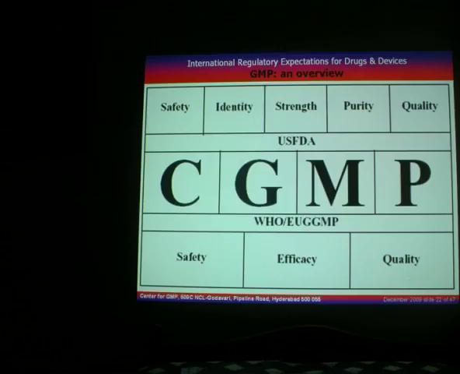In this module, we discuss contamination control in the special context of pharmaceutical manufacturing. Pharmaceutical manufacturing is governed by good manufacturing practices, which seek to safeguard the safety, identity, strength, purity, and quality of products that are placed in the market so that patients are not placed at undue risk.